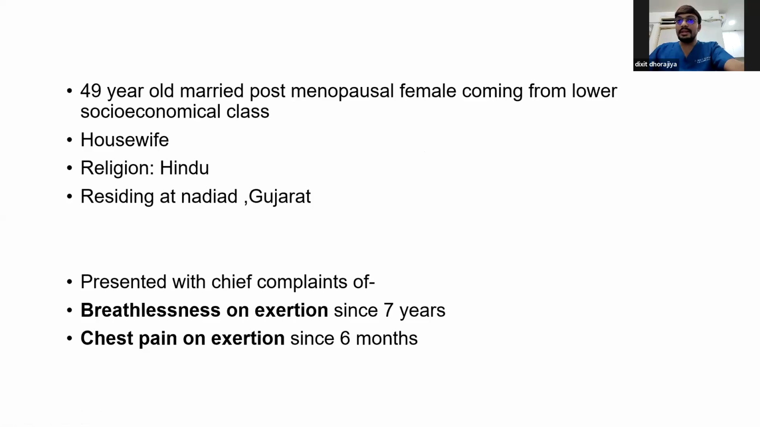I am presenting a case of a 49-year-old married postmenopausal female from a lower socio-economic class, a housewife, Hindu by religion, residing at Nadiad, Gujarat, coming to U.N. Mehta Institute of Cardiology with chief complaint of breathlessness on exertion since 7 years and chest pain on exertion since 6 months.